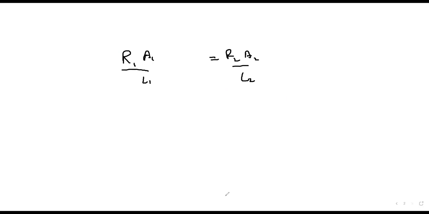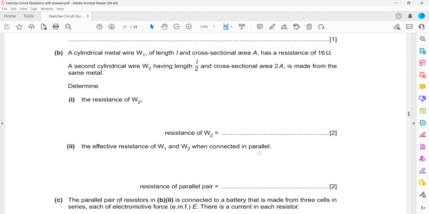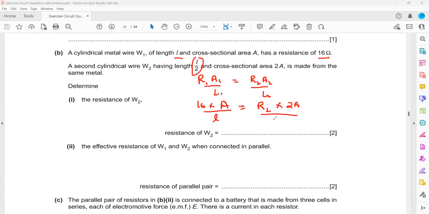This is the case whenever we are changing the length and area of wires made from the same material. We did not change the material. So R1 A1 over L1 equals R2 A2 over L2. R1 is the resistance of the first wire, which is 16, so we write 16 here. A1 is the area of the first wire, which is A. L1 is the length of the first wire, which is L. R2 is the resistance of the second wire, which we don't know. The area of the second wire is 2A, and the length is L by 2, I can write 0.5 L, because L by 2 means half.